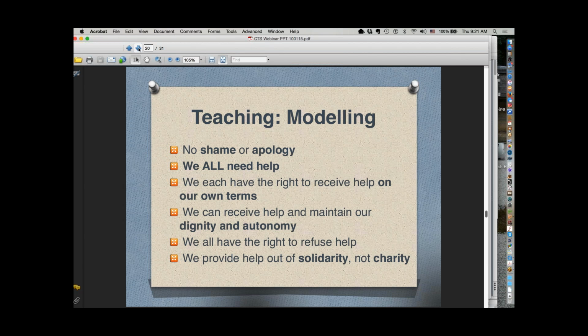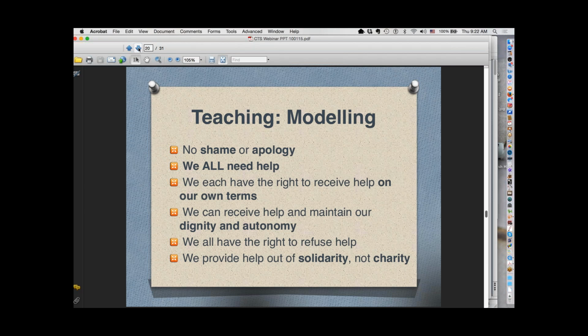So as we're modeling the word help, we're also modeling the concept of help. And I think we need to be really conscious that we're not modeling that there is any shame or apology associated with help, because every single one of us is going to need help all throughout our lifespans, but at particular times. Our kids with Angelman might need more help more often than most people, but every single one of us needs help at some point in the day, at some point in the year, at some point over the course of our lifetimes. It is normal and natural for every person to need help and rely on the people around them. We each have the right to receive the help that we want on our own terms, which means we have the right to direct how we want that help provided.